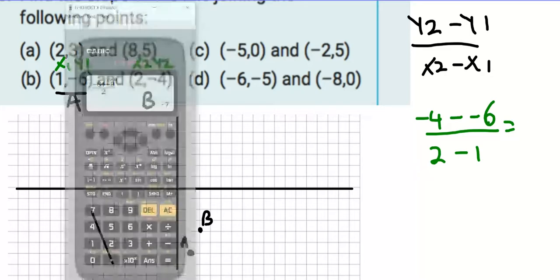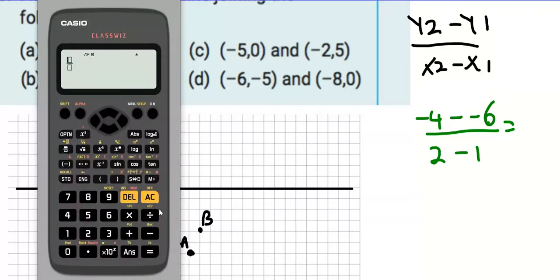Lob all this into the calculator. I'll show you how to lob it into the calculator. Just press the fraction button at the start. Press minus 4, minus 6, all over 2 minus 1. And lo and behold, you get an answer of 2.